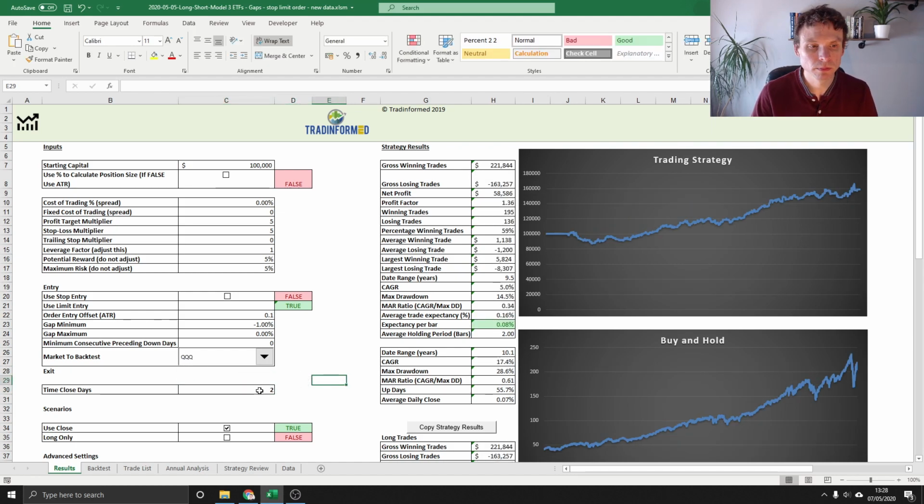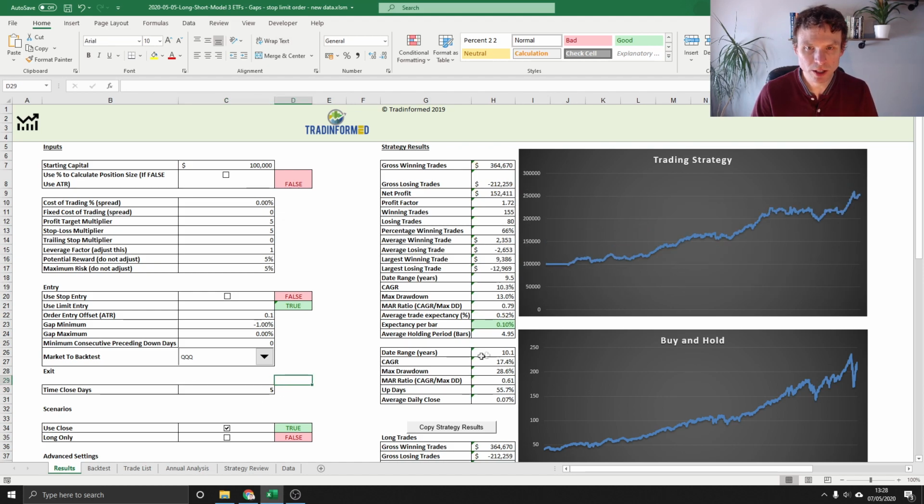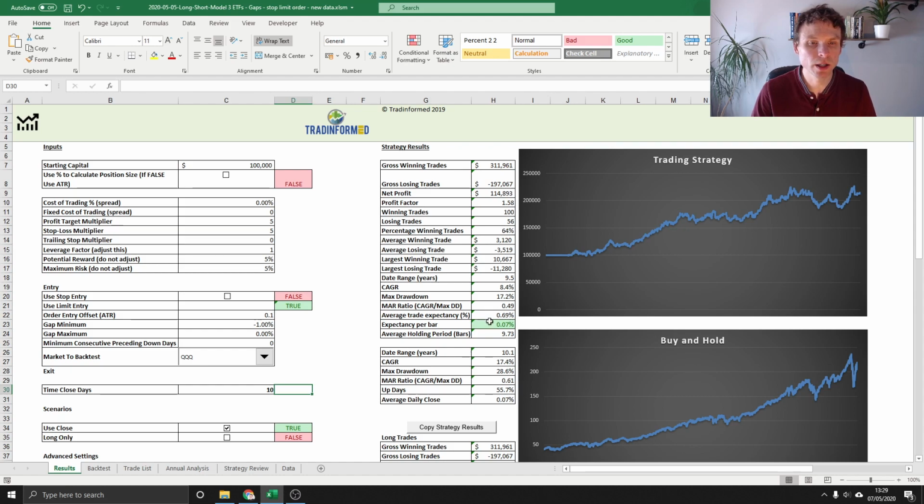Qs, once again, we're getting some of the best results here with the Qs. Average trade expectancy 0.52% for an average trading time of just under 5 days. So if we push it up to 10 days, we see we've got a higher trade expectancy, but the advantage of holding it for those extra days is fairly minimal.